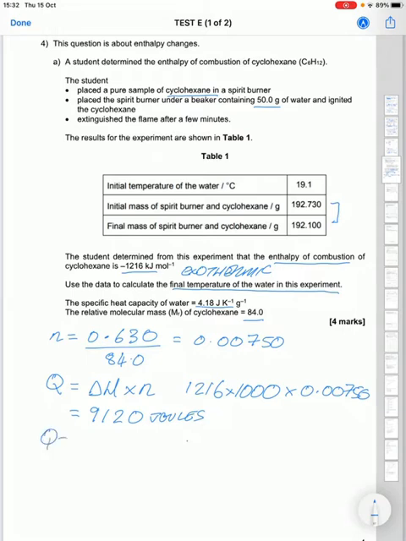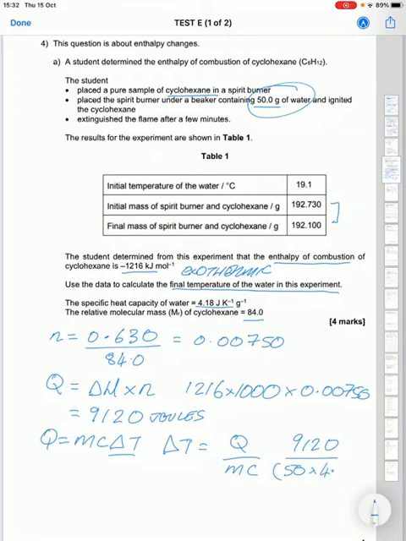So we're now using Q equals MCΔT, rearranging that to get ΔT. So ΔT is Q divided by MC. So Q is 9120 divided by the mass. Now the mass, remember, in this is what your thermometer is sticking in, and it's sticking in 50 grams of water. So 50 times 4.18, which means the change in temperature is going to be 43.6.